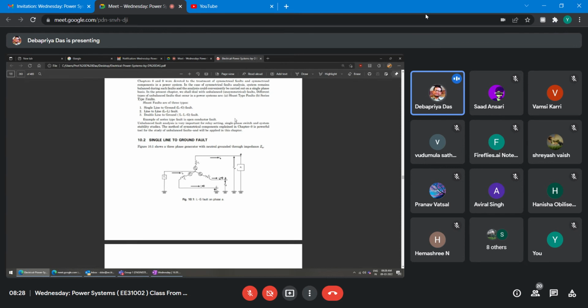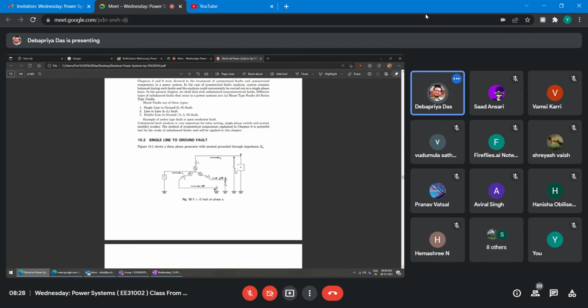Anyway, come to single line to ground fault, right? It is so. IB is equal to 0 and IC will be 0, and this is your Zn, right? And this current, whatever is going, IN, will be equal to IA because the other two currents are 0. So if this is a line to ground fault on phase A, right?